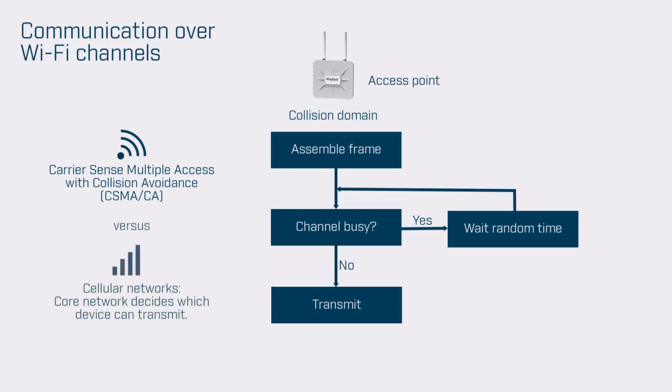Note the difference to cellular wireless technology, where the operator or core network will determine which device is allowed to send. Since Wi-Fi devices transmit in turns based on channel availability, proper channel allocation is crucial when configuring Wi-Fi access points. To achieve optimal channel allocation, a basic understanding of the channels in each ISM band is necessary.